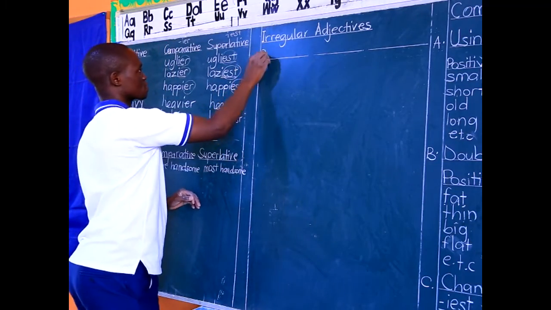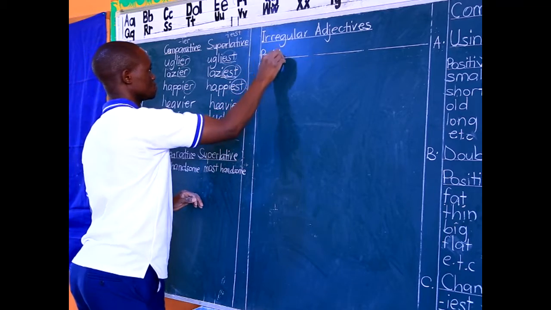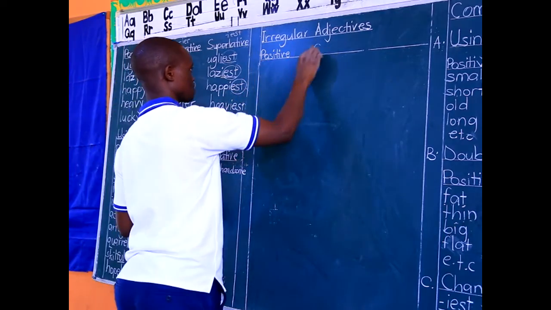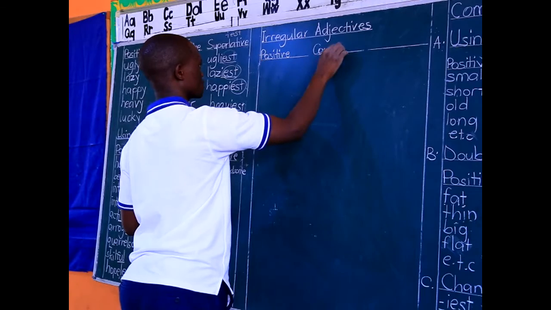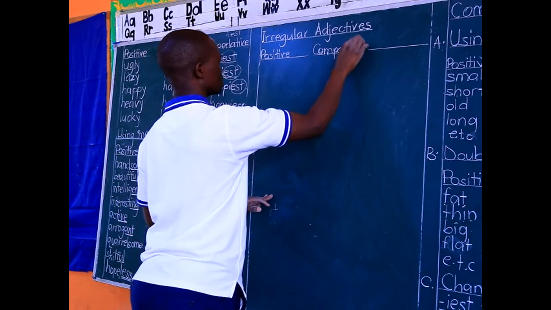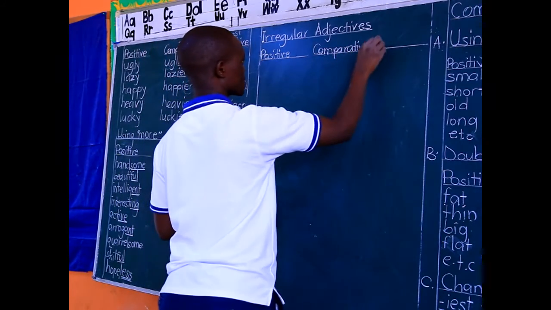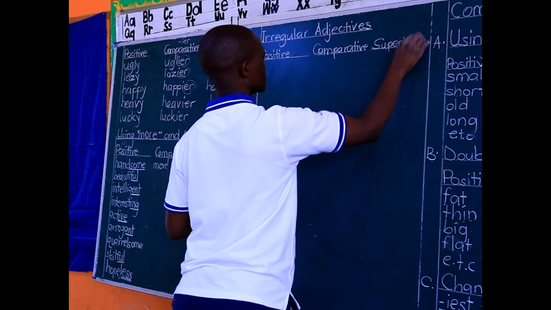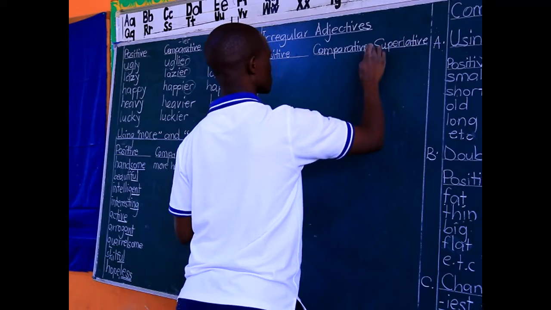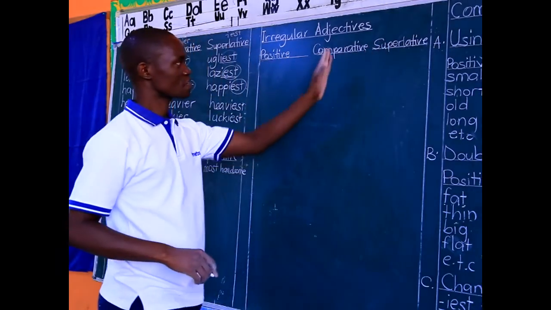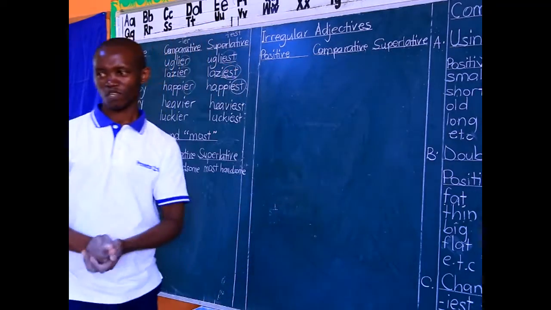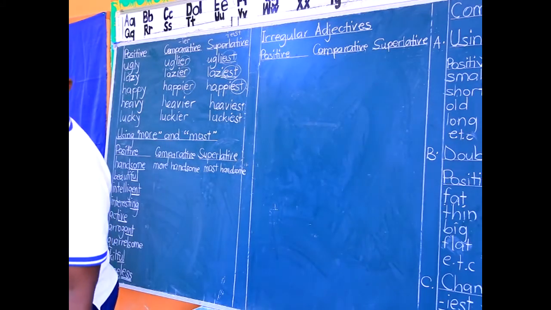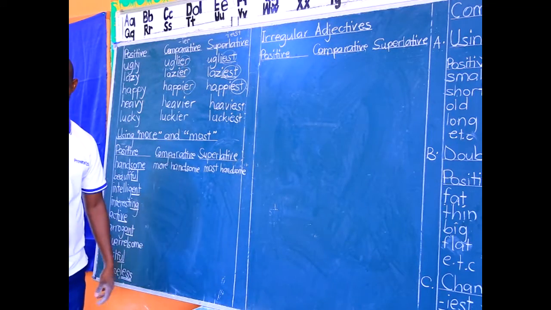We have the positive degree here, the comparative as usual in that order, and lastly, the superlative. I've told you these ones change to comparative and superlative without following any specific order or rule.